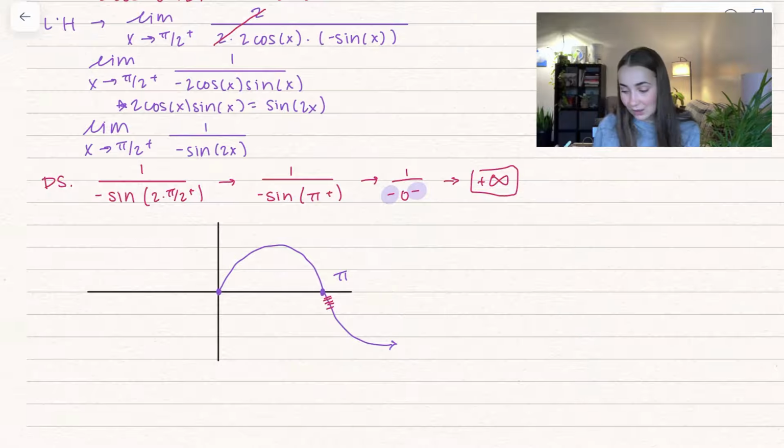So L'Hopital's can still lead to 1 divided by nonsense. So don't let that throw you off.